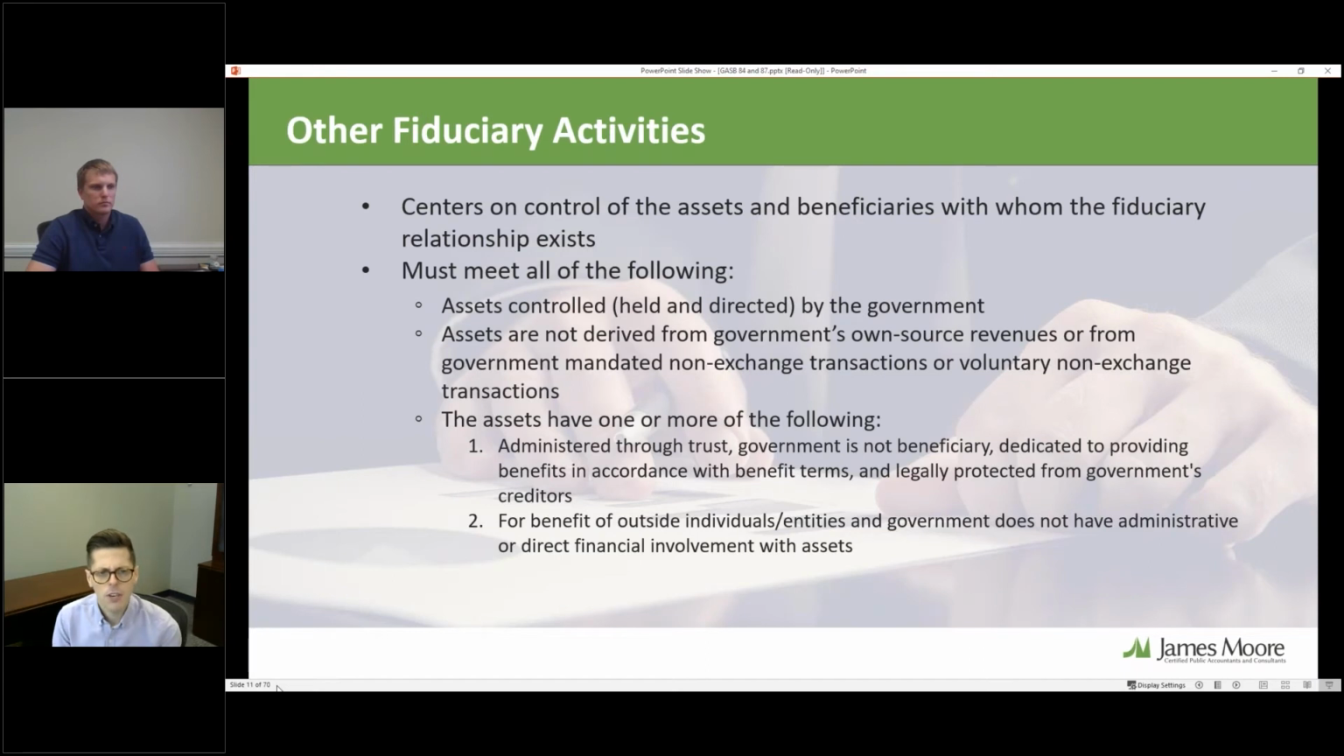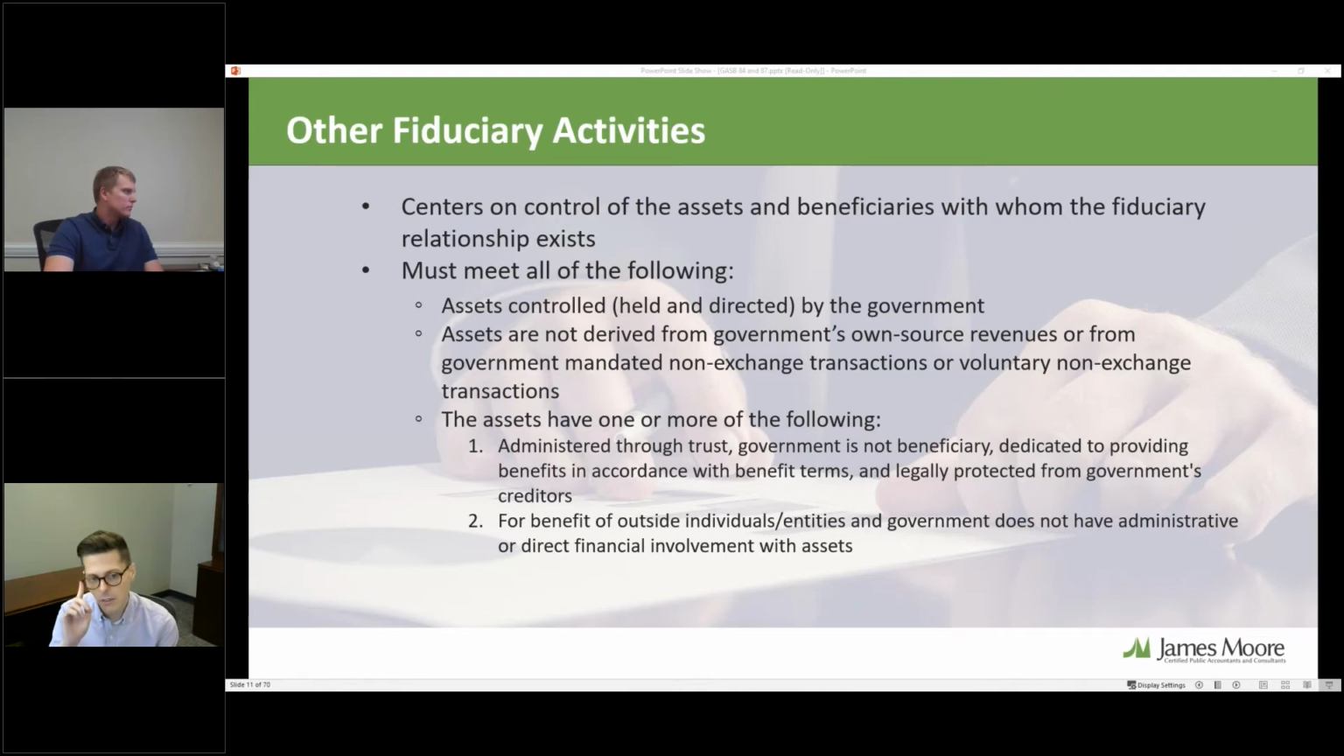So other fiduciary activities center on the control of the assets and the beneficiaries with whom the relationship exists. They have to meet these criteria. It's not a one or the other, you have to meet them all. So, assets controlled by the government.